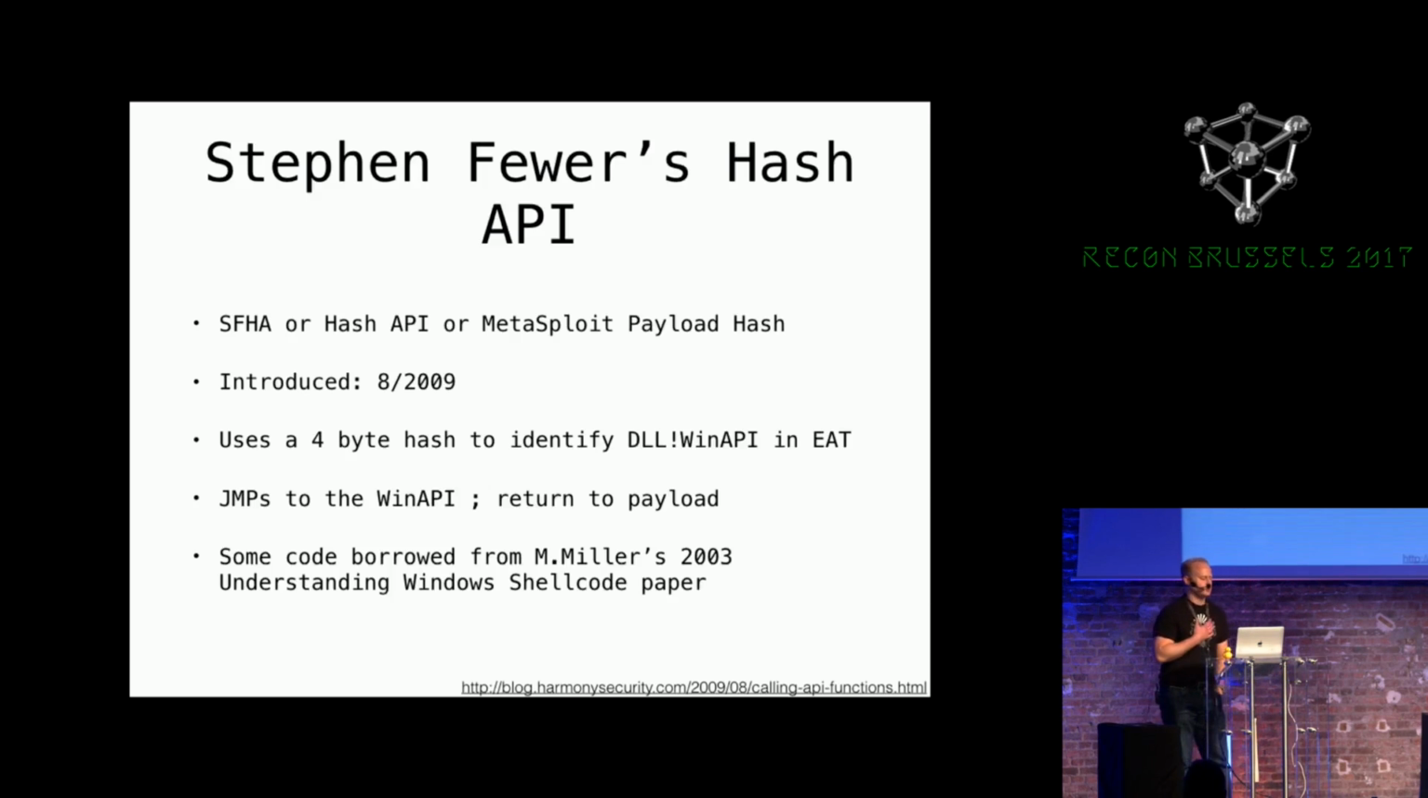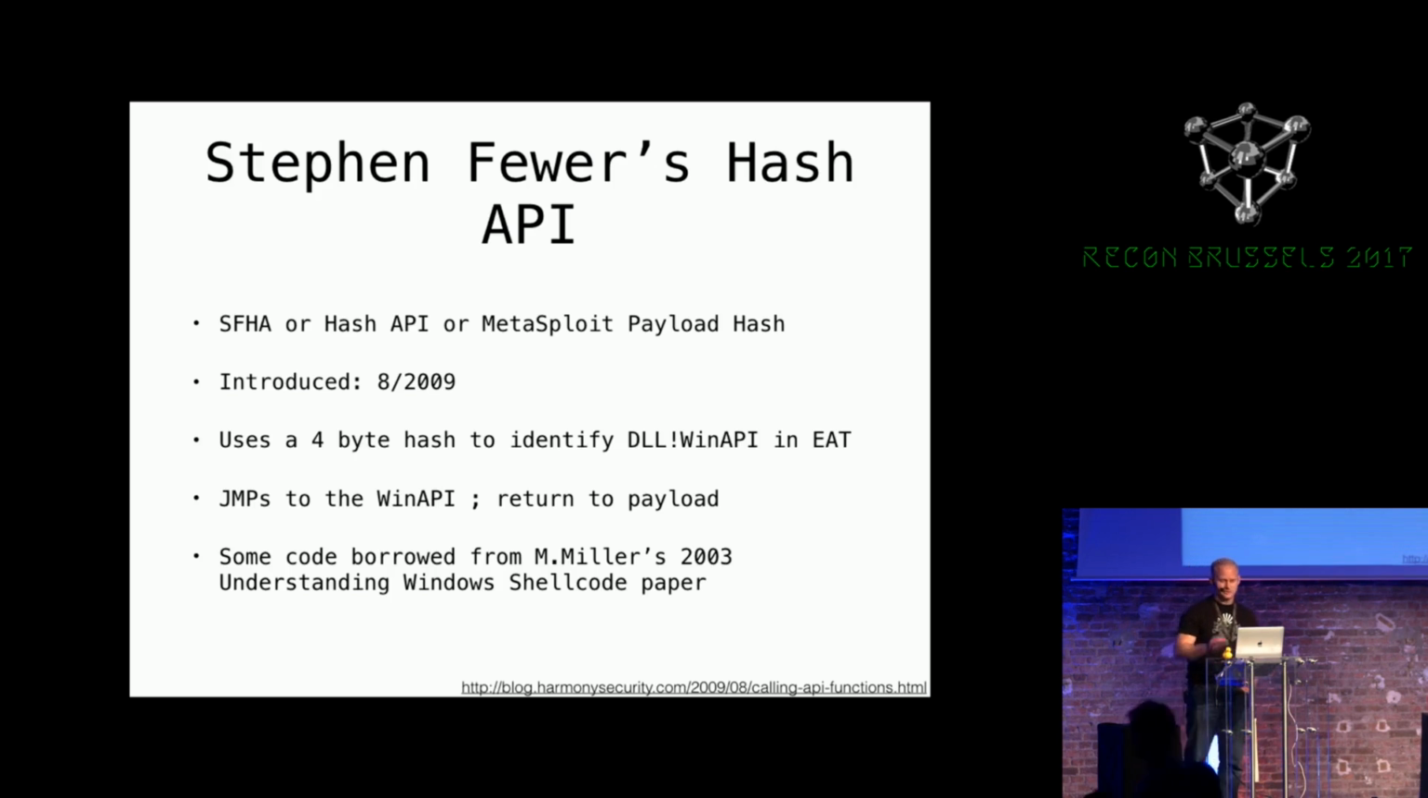Today I'm going to be targeting Stephen Fewer's hash API. It's either called the hash API or the Metasploit payload hash. Who knows what that is out there? Anybody? Hands? A couple of hands. Okay, so it uses a 4-byte hash, basically a 13-bit ROR instruction, or simply rotate. It has roots that go back to 2003 from Skape's Understanding Windows Shellcode paper, and it's really compact, really efficient.